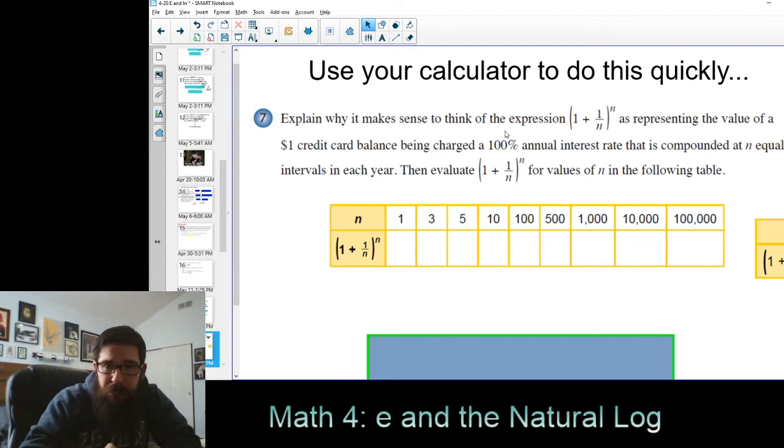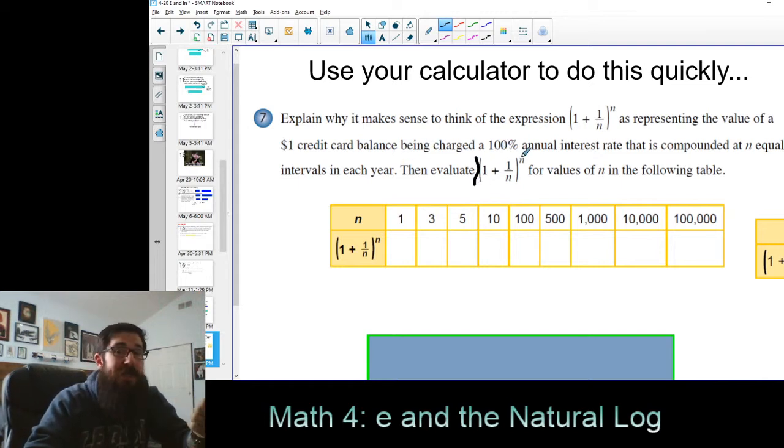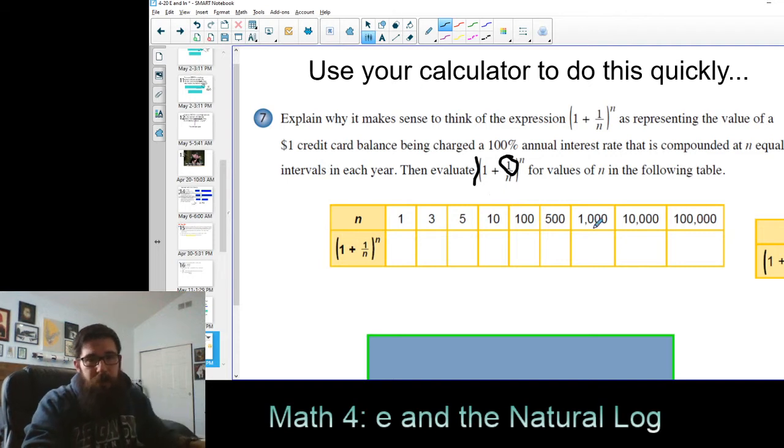Being charged a 100% interest rate, okay, is what we're going to work with. Why does this make sense in there? Well, the $1 would be this coefficient right here, the 1 right there in front. 100%, if you turned it into a decimal, would be the number 1, which is this guy right here. So what I'm going to ask you to do, if you've got a calculator, and if not, you can just walk along and I'll drag the answers over here and we'll see.